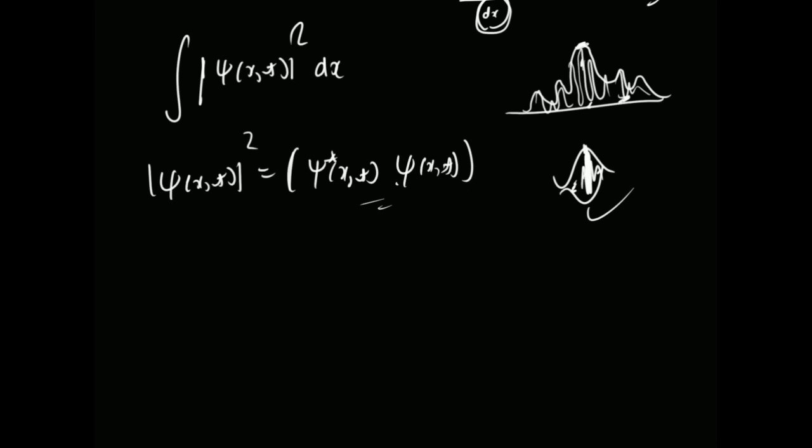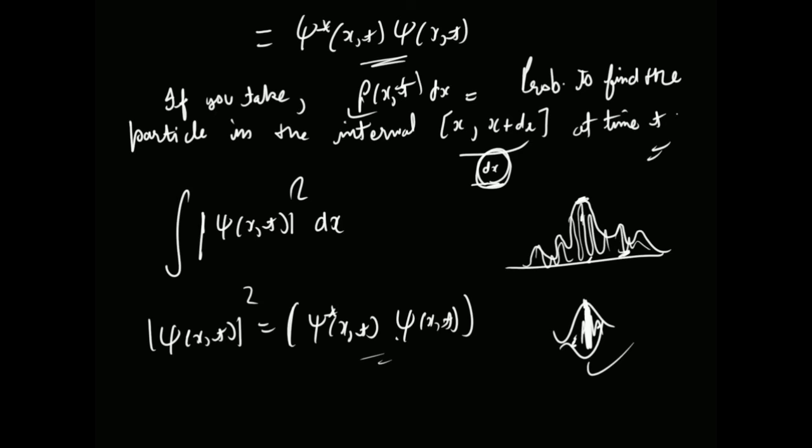If you take the integral, not only over a small region, but if you want to find where the particle is present in the whole space, not only in 100 meters or 1 kilometer, but from minus infinity to infinity, what is the probability that the particle is present in that region?